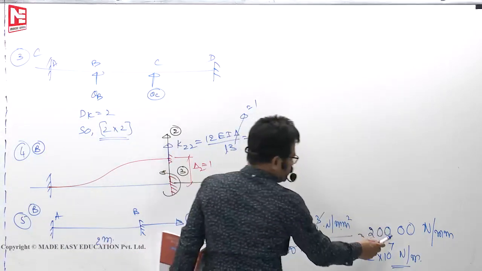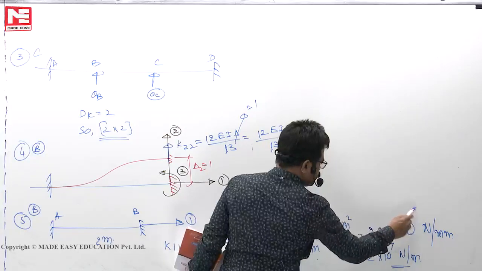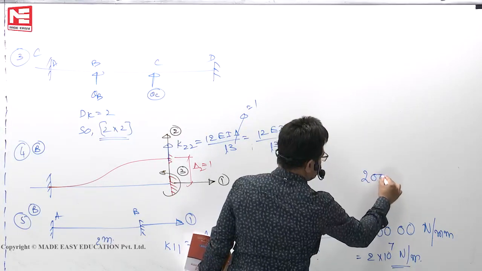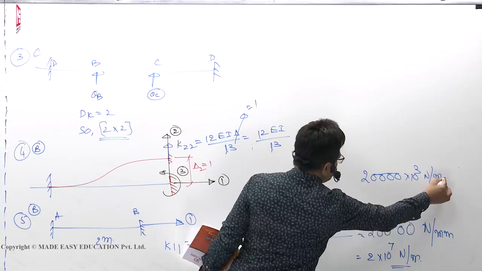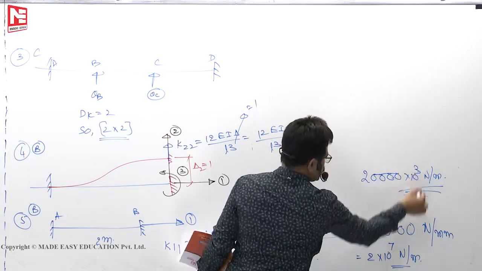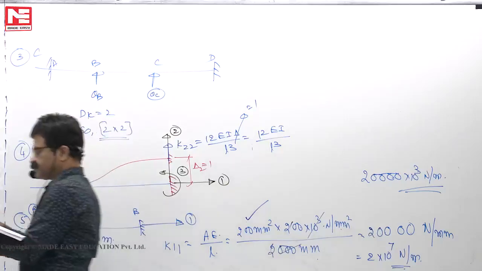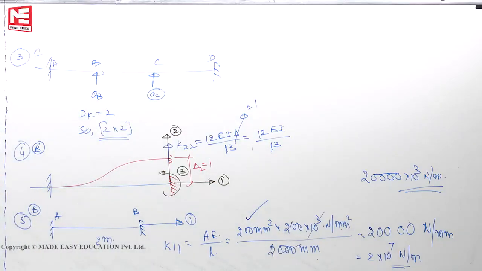Per mm is so much, per meter means into 10 cube. So 200, another two zeros into 10 cube Newton per meter. So 4 plus 3 is 7. Local axis means that.